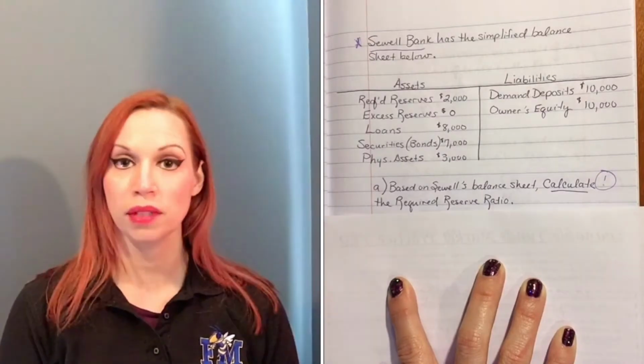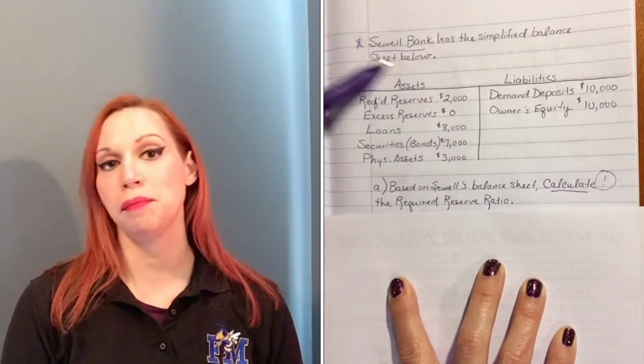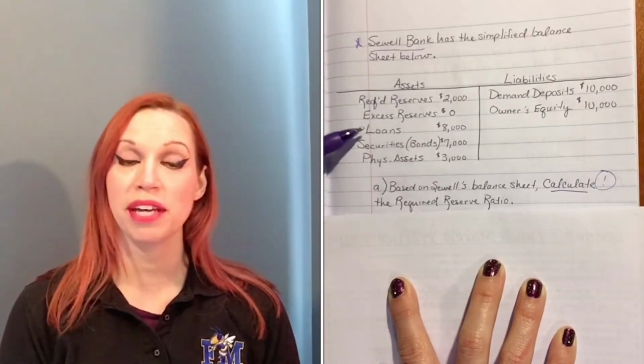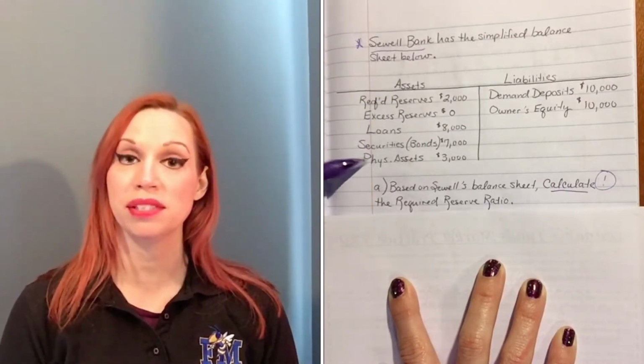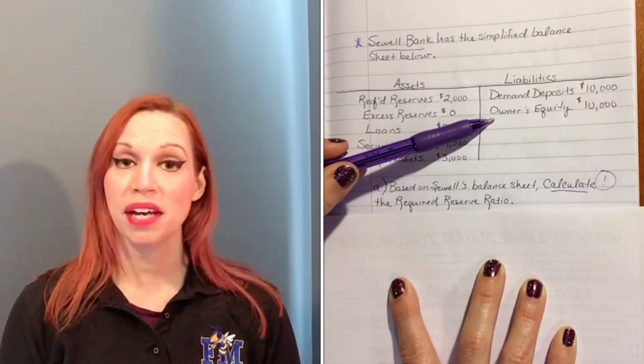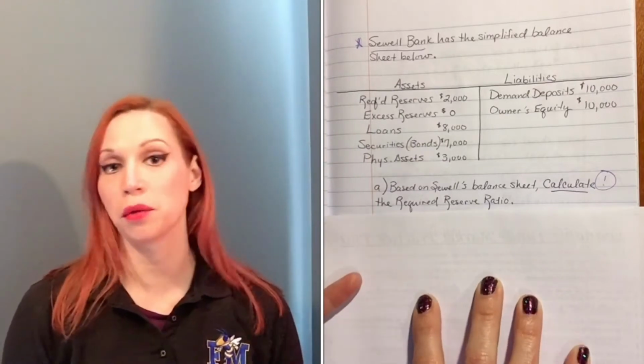So in this question, we're looking at the bank balance sheet of Sewell Bank. Notice that on the asset side, we have a lot of the categories that we were used to seeing in our notes and on our practice worksheet. On the liability side, all we have is demand deposits and owner's equity.